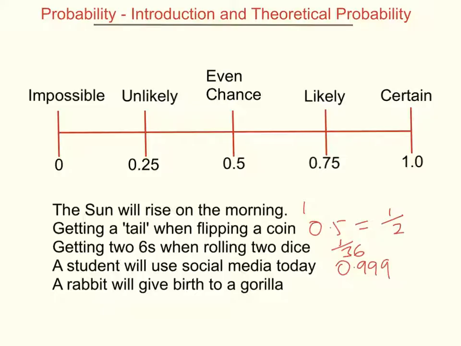And the last one, a rabbit will give birth to a gorilla. Well, I'm pretty sure that's impossible. So that would have a probability of 0.